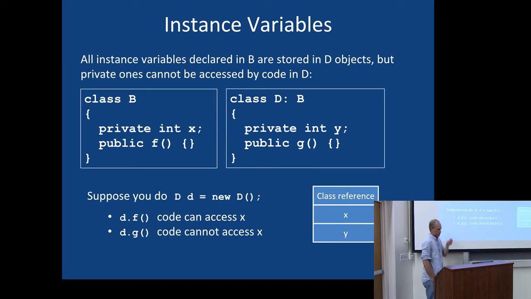Instance variables. Are instance variables inherited? So here I've got private int x, private int y. Yeah? Derived classes, they cannot use private? I'm asking. Oh, yeah, derived classes can use private. You see that right there, I've got private int y. Okay? We know that methods are inherited. What about variables?